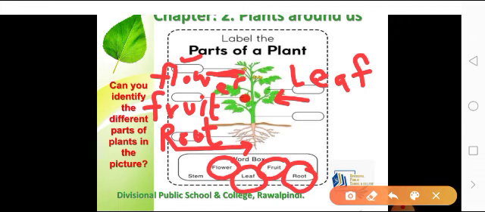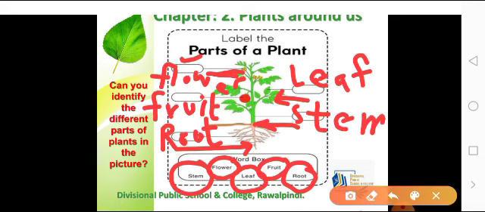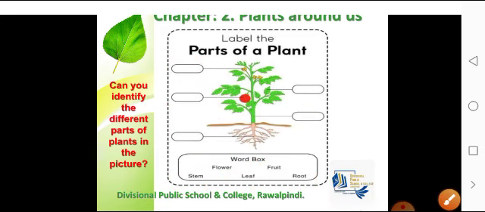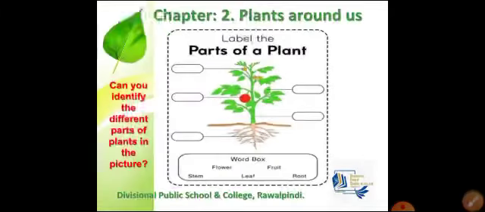Okay, the next and the last one, this. What is this? This is the stem. The last one is the stem. Stem is also a very important part of a plant. Stem holds the plant firmly on the ground. So students, you will label this picture. I will send you the worksheet of this picture. So we will go next.